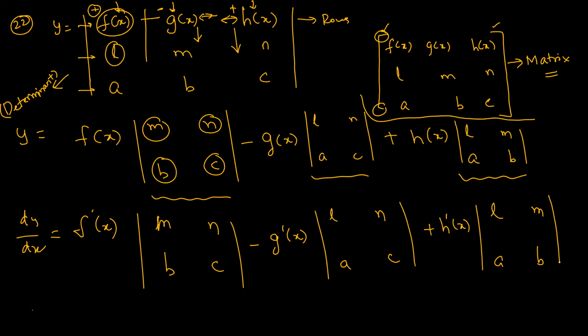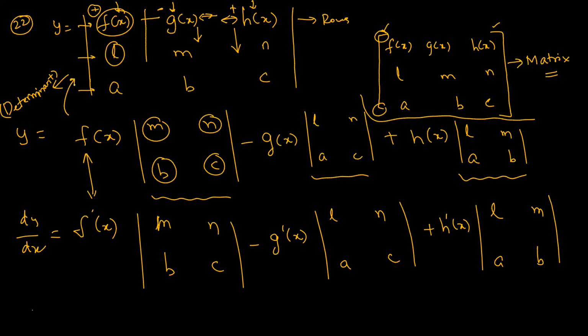Are you able to understand? So if you observe, are you able to find any similarities between the first and second, I mean the second and third step? The determinant part of the 2 cross 2 matrix is a constant. What is the multiplication factor? Instead of f of x, it became f dash of x, then g dash of x, then h dash of x. So the second step is obtained from the first.